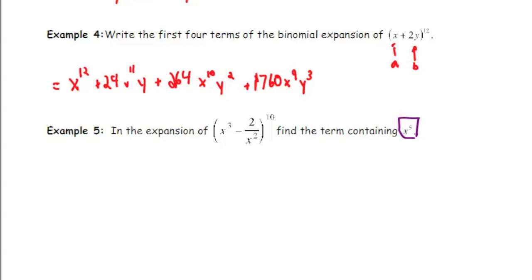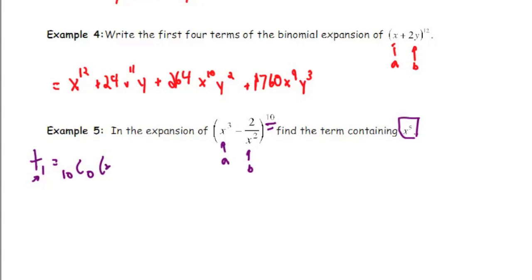So if we take a look at example 5, now we're trying to find, in the expansion of x cubed minus 2 over x squared to the power of 10, the term containing x to the power of 5. That's a bit trickier because now we're looking for a specific power of our variable x. Now, there is a brute force way of doing this, and then there's a more intuitive way of doing this. I'm going to show you both.